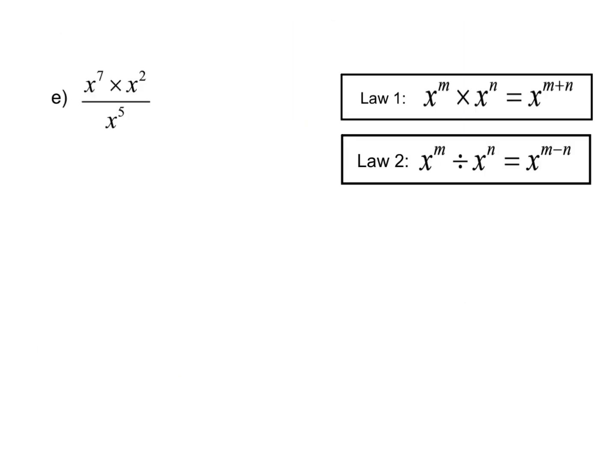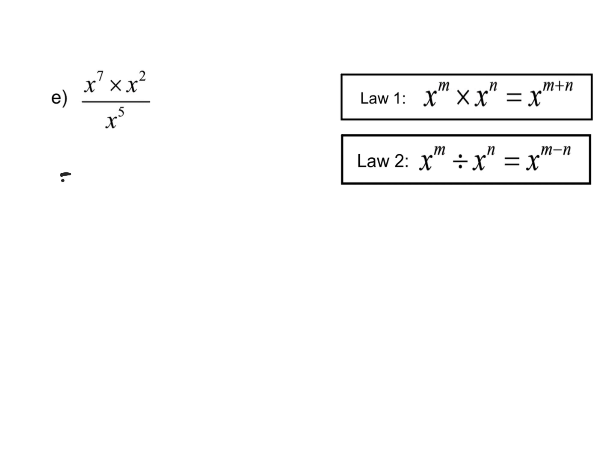In this last example, we're going to try and use both laws 1 and 2 together. So the last video we looked at law 1, this video we've looked at law 2. Sometimes we're going to have to do a combination of more than one law. So let's have a look at this. We've got x to the 7 times x squared, and it's all being divided by x to the 5. Now because this x to the 5 is dividing everything up here, I need to try and simplify this part first. So let's try and do that quickly.